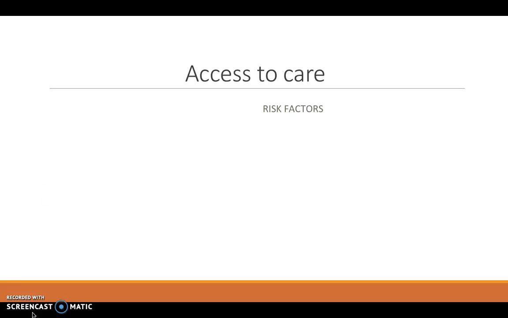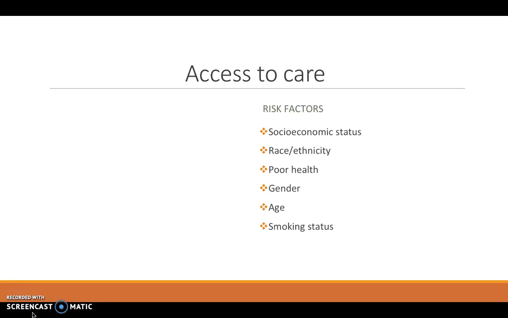Risk factors for lack of access to care in Providence include socioeconomic status, race or ethnicity, poor health, gender, age, as well as smoking status. Socioeconomic status is defined as the social standing or class of an individual or group. It is often measured as a combination of education, income, and occupation. The U.S. Census reports that those who are uninsured are individuals with a high school degree or less, and those who are working but living in poverty, therefore representing a lower socioeconomic status.